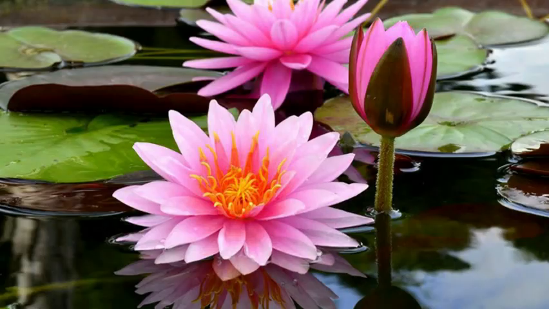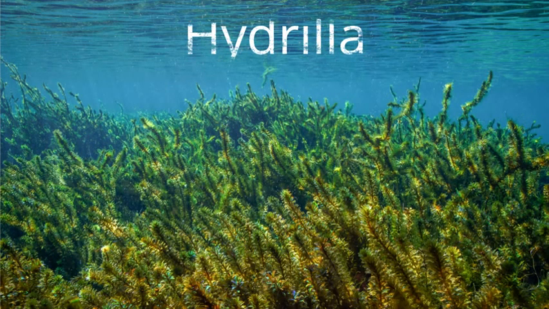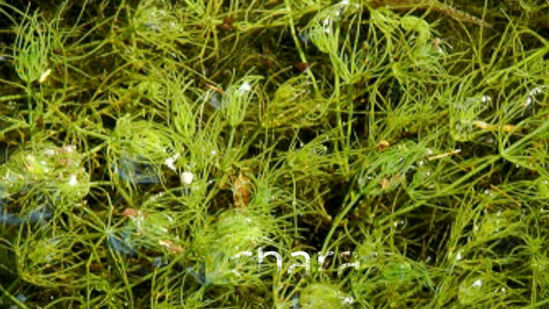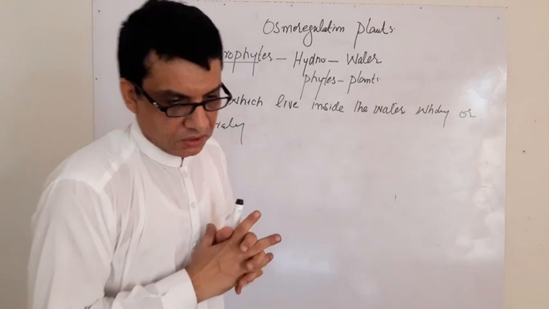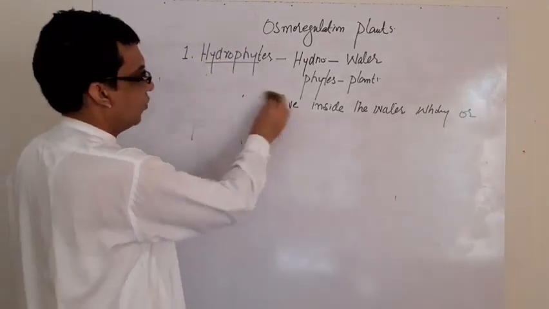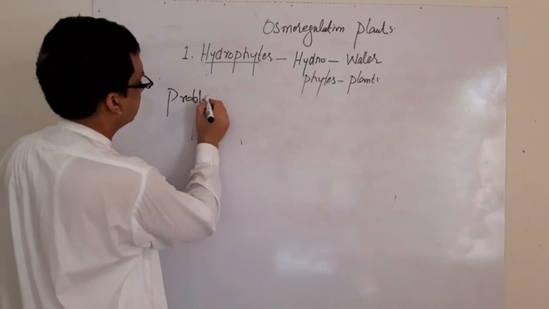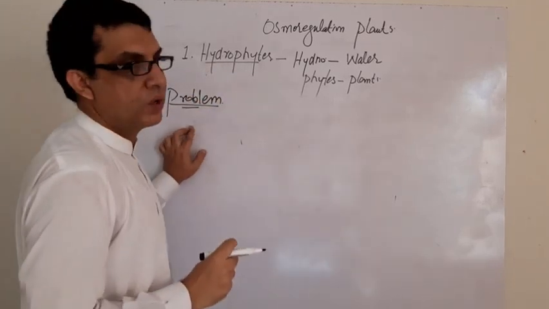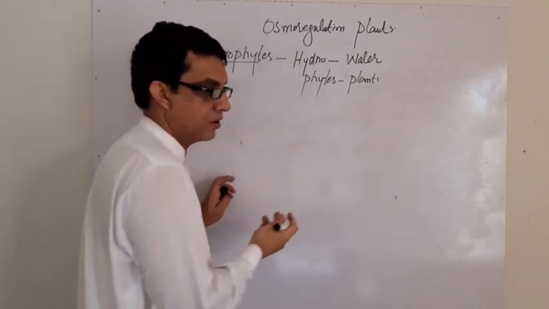For example, water lily. This is the diagram of water lily, you can see here. Hydrilla, Chara, this is an algae, green algae. So these are the hydrophytes; examples are given in your book. Now, with respect to osmoregulation, what kind of problem do these plants face? They are living in water, in fresh water.